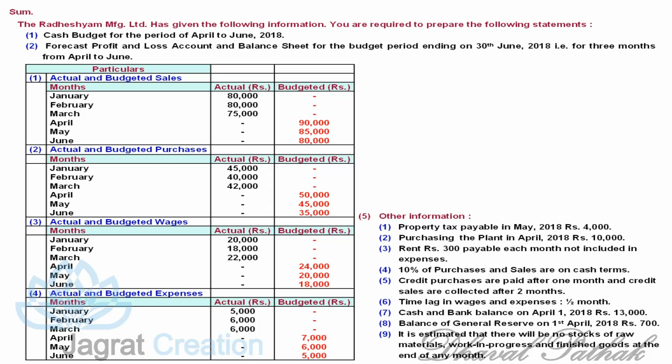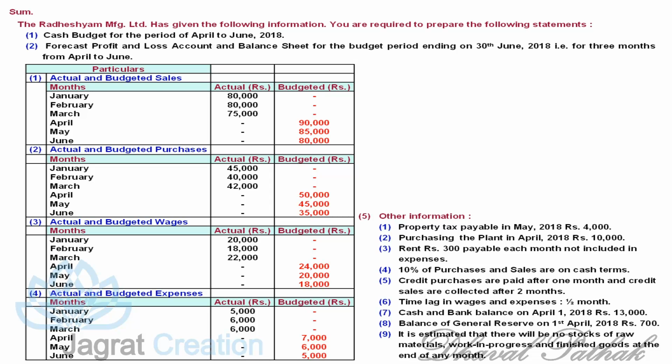First 15 days of April will be paid in next 15 days of April. And last 15 days of April will be paid in next month. That is in May. So when there is a half month time lag given, half is paid in the current month and half in the next month. That is what students should understand. Cash and bank balance as on 1st of April 13,000.